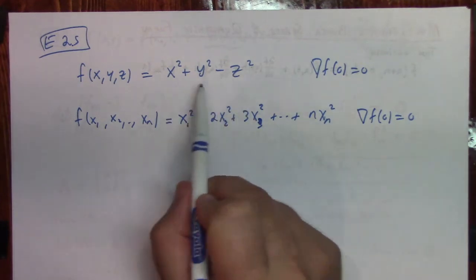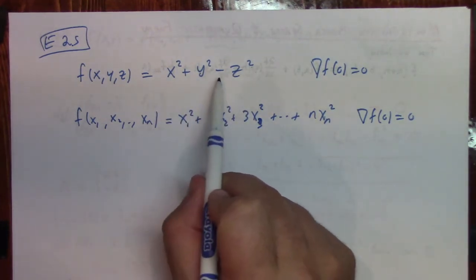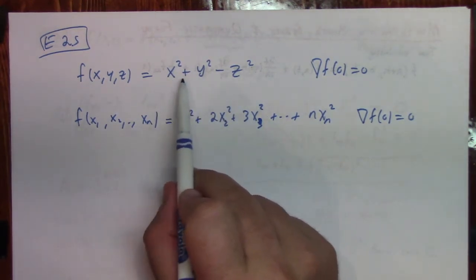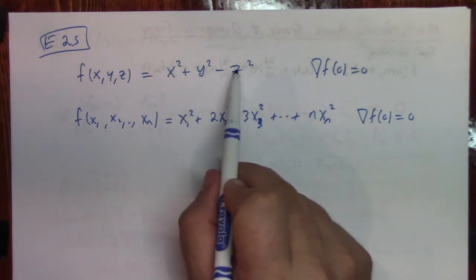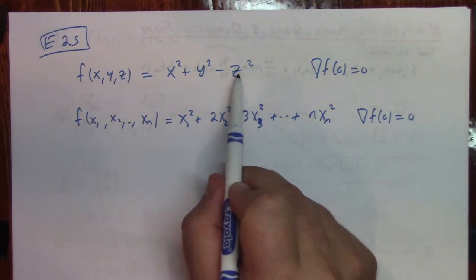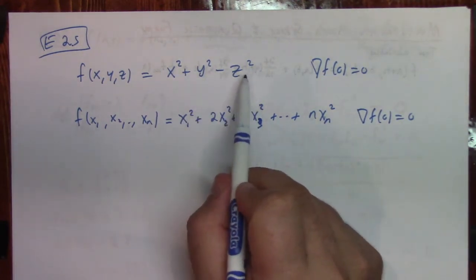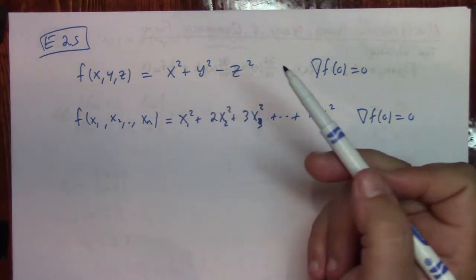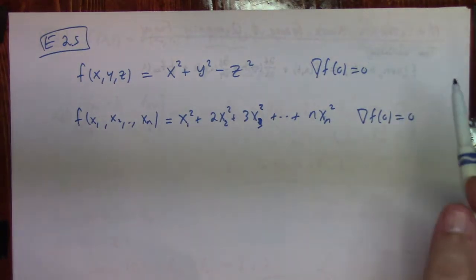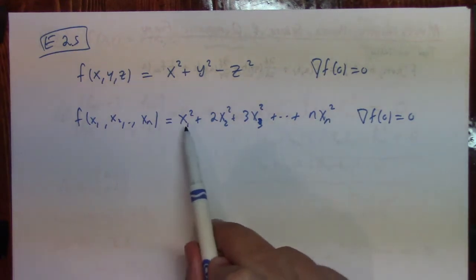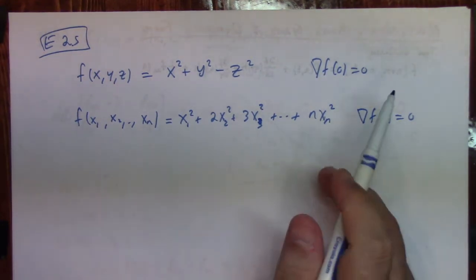And I can tell just from looking at this that it is a saddle, because if I keep x and y 0 and I go along the z direction, I'm going to be decreasing, right? But if I fix z to be 0 and I go along the x and y direction away from the origin, I'm increasing. So some directions I'm increasing, some directions I'm decreasing, which means that 0, 0, 0 is a saddle point. On the other hand, for this one here, it doesn't matter which way I go away from the origin, I'm increasing, right? Because it's the sum of squares.